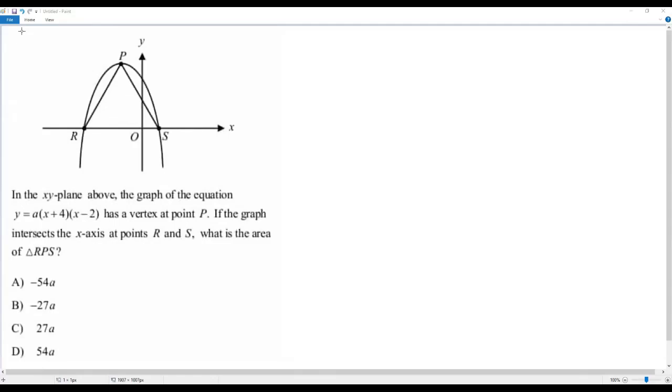Here we have a set math problem. Okay, let's go to the question. In the xy plane above, the graph of the equation y equals a times (x + 4) times (x - 2) has a vertex at point P. If the graph intersects the x-axis at points R and S, what is the area of triangle RPS?